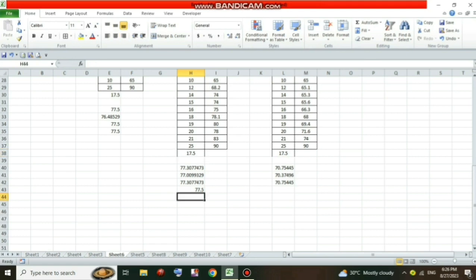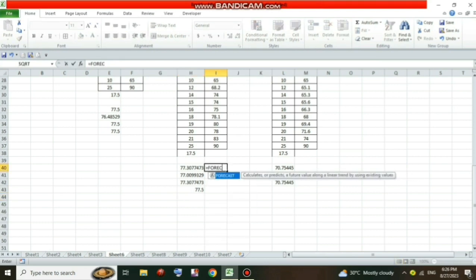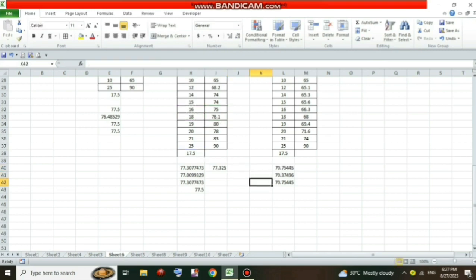So what I'll do using forecast, let me do that here, or something adjacent to this. If using forecast, we will try to get an even more perfect value whenever we consider only the nearest values. So x value, let it be this. Known y values, I'm going to select only these two, 16 and 18, while known x values, I'm going to select only this one. So let's see what answer we are getting. So you can see 77.325.